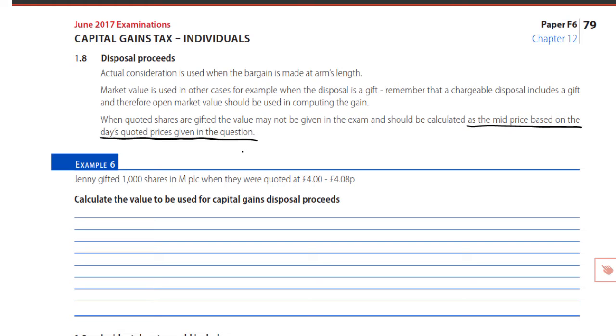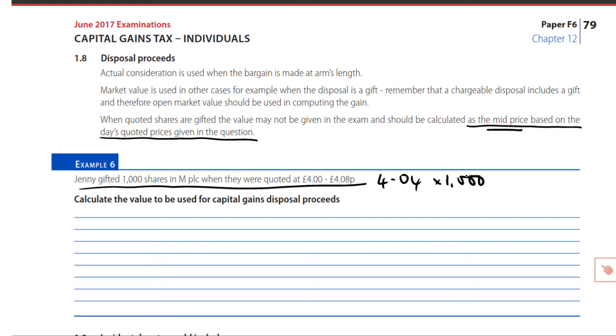and they will tell you what they call a bid and offer price. It doesn't matter what they are, you're never going to have to use them in any other way other than to take the mid price, a simple average of those two figures. So if we're told here that Jenny gifted 1,000 shares, they were quoted at £4 stroke £4 and 8p. A simple average of that is £4 and 4 pence, and the 1,000 shares would therefore be taken at that particular price. You're expected to know you don't use the lower, you don't use the higher, you just do a mid price, a simple average thereof. So a simple valuation rule.